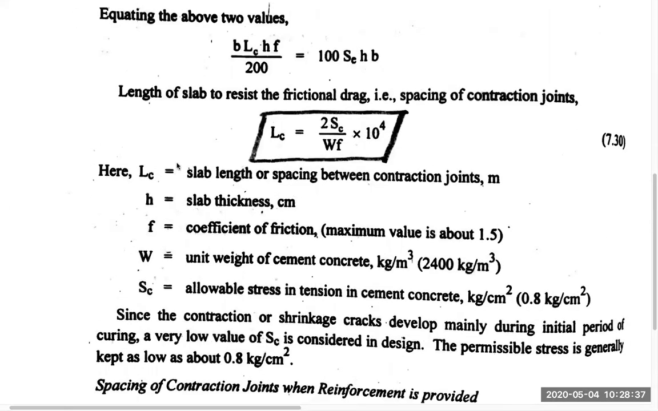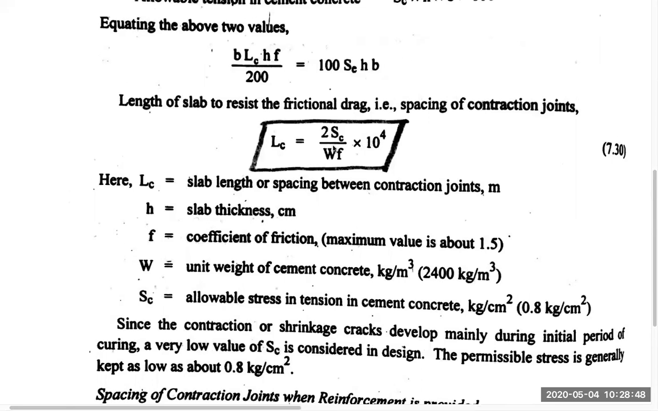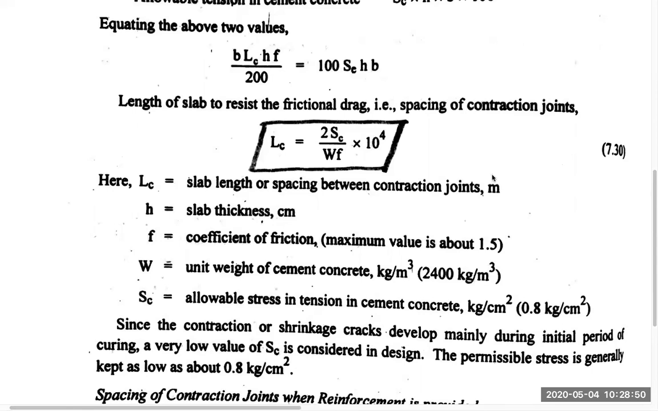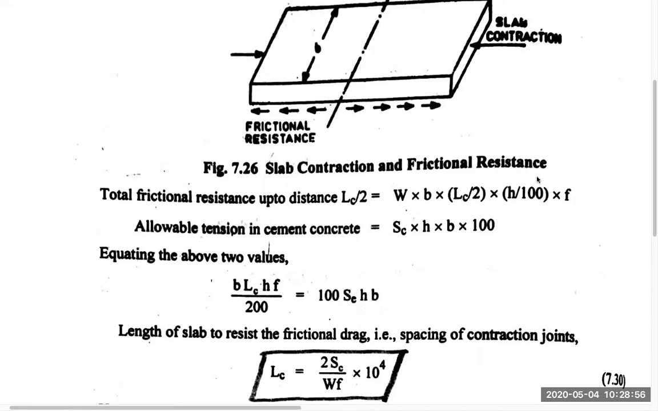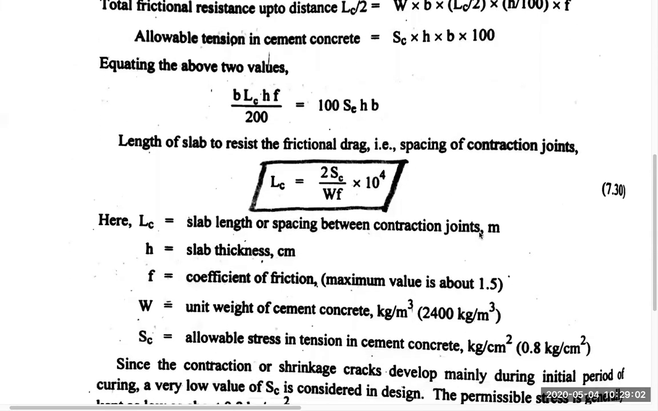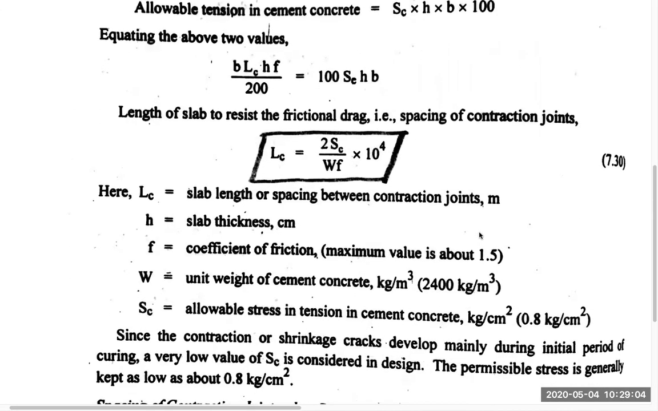As I told you, LC is represented by slab length or spacing between contraction joints in meters, and H is slab thickness in centimeters. Why do we need to take this in centimeter and this in meter? Please don't convert again to meter here. While equating only, they have taken this consideration. So this is taken care of. That's why the thickness of the slab should be entered in centimeter only.